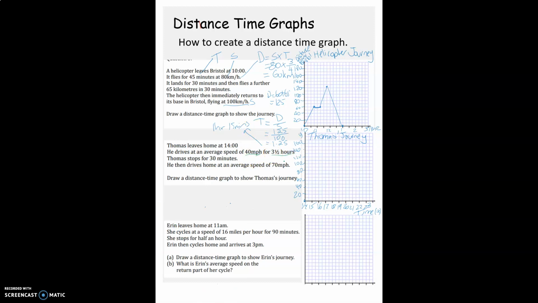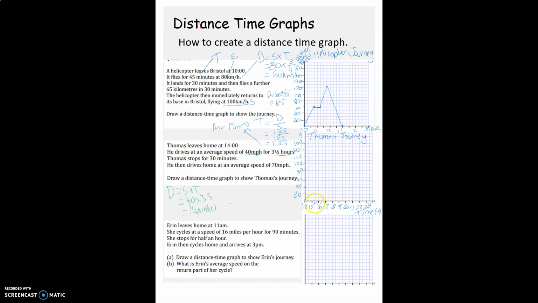For 3.5 hours. So we've got the speed and the time, so we need to find the distance. So distance equals speed times time. Here you've got 40 miles per hour times 3.5 hours, which will give you 140 miles. So in 3.5 hours, he travels 140 miles.